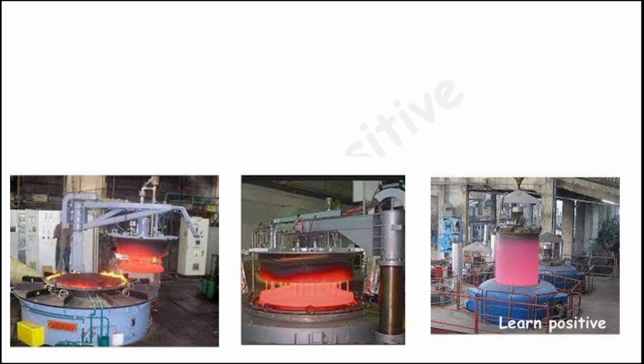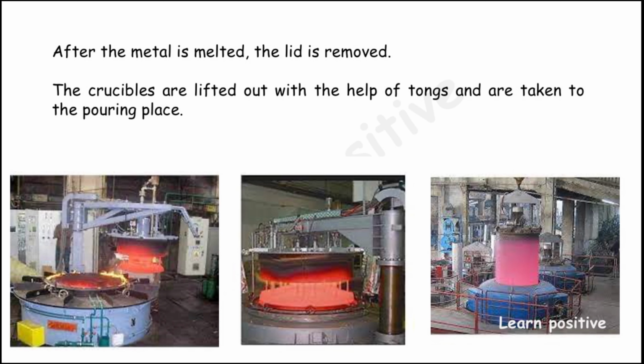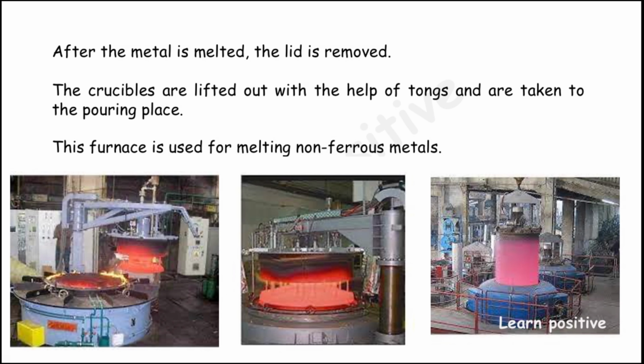After the metal is melted, the lid is removed, and the crucibles are lifted out with the help of tongs and taken to the pouring place. This furnace is used for melting non-ferrous metals only. So you can see the image below here.